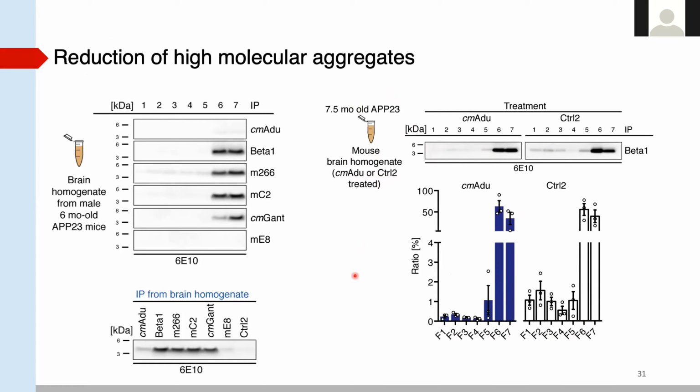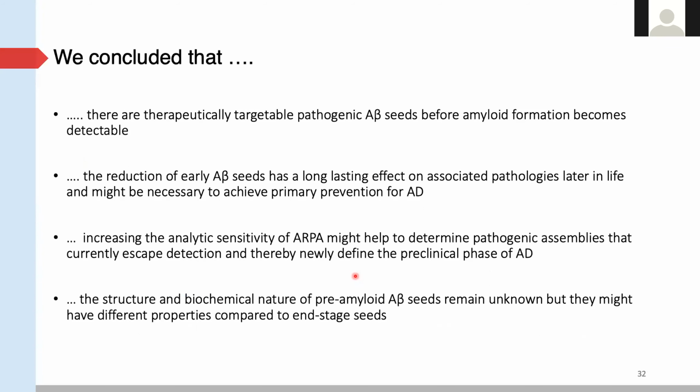So with this, I will already come to my summary. Based on these results, we concluded that there are therapeutically targetable pathogenic A-beta seeds before the amyloid formation becomes detectable. And that reduction of early A-beta seeds has a long-lasting effect on associated pathology later in life, as shown with the 12 months old mice. And this might be necessary to achieve primary prevention for Alzheimer's disease.